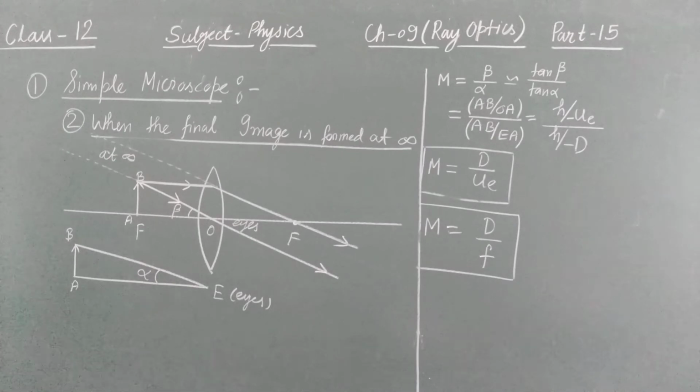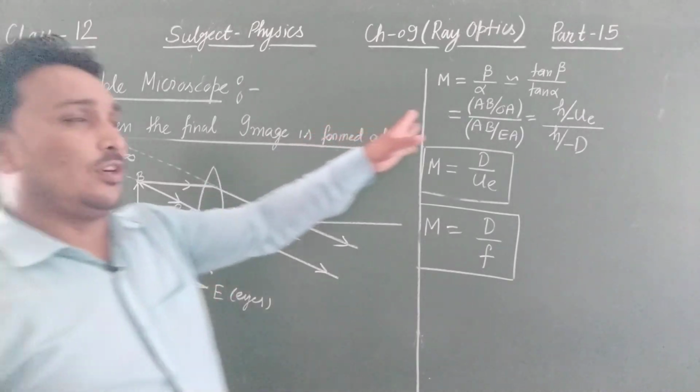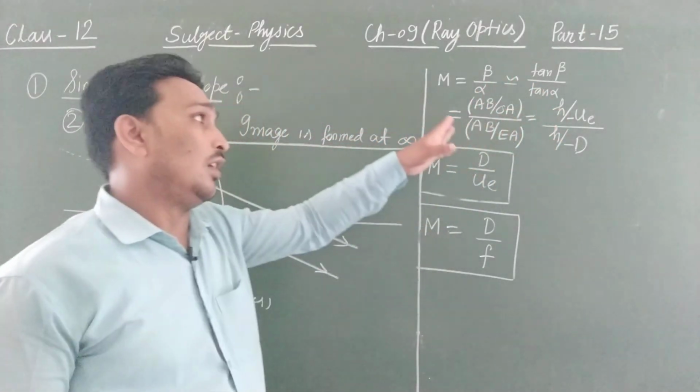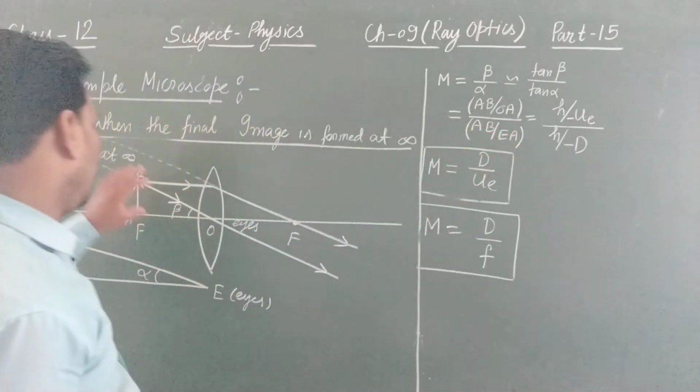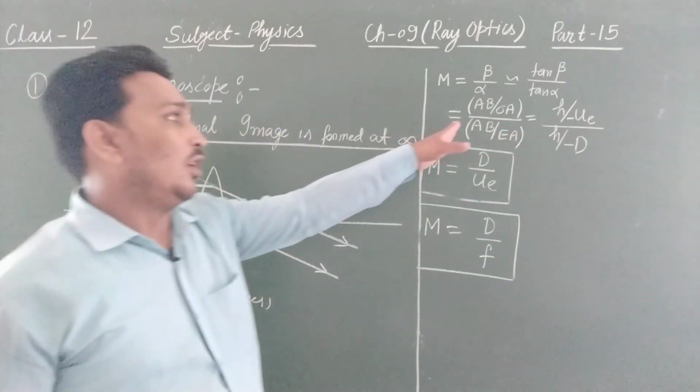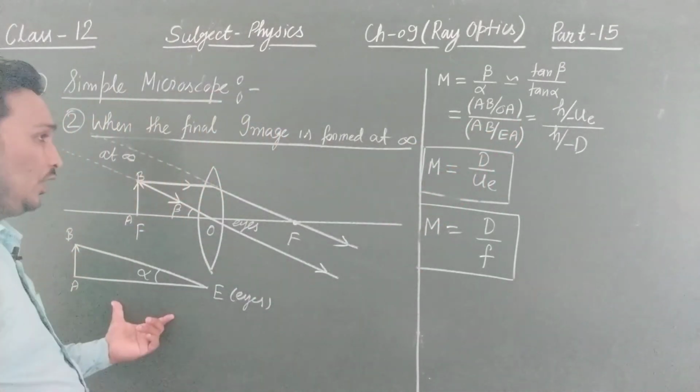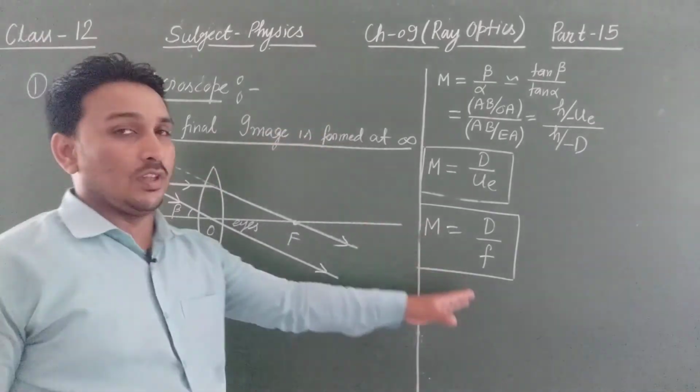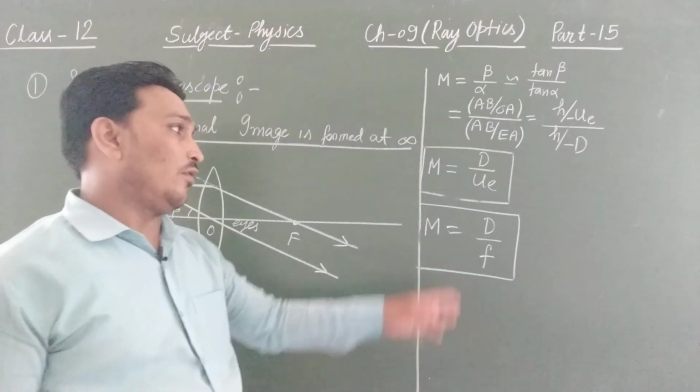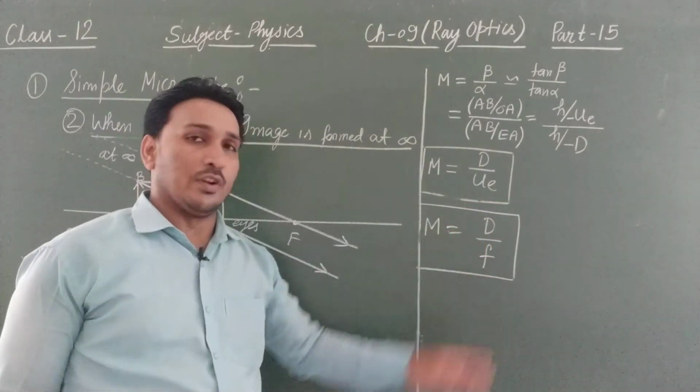In all the derivation, beta upon alpha is approximately equal to tan beta upon tan alpha, AB upon OA, AB upon EA, values, everything will remain the same. The thing is, only in place of UE we need to put F.